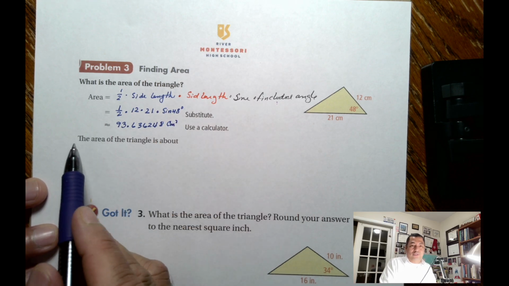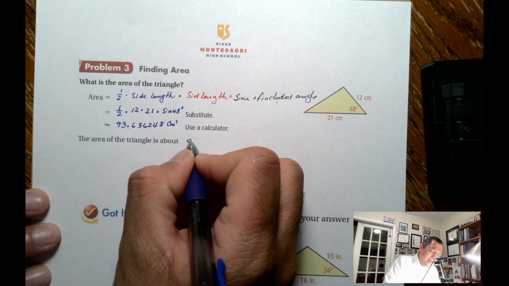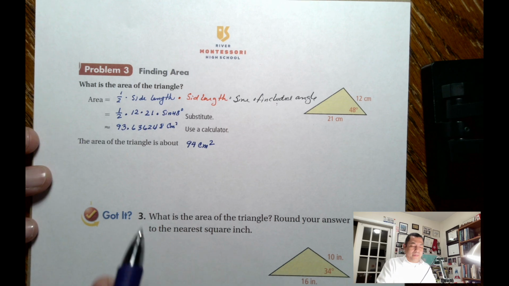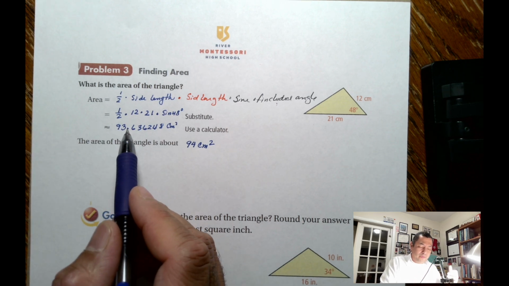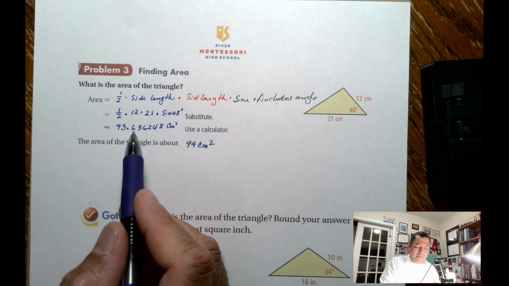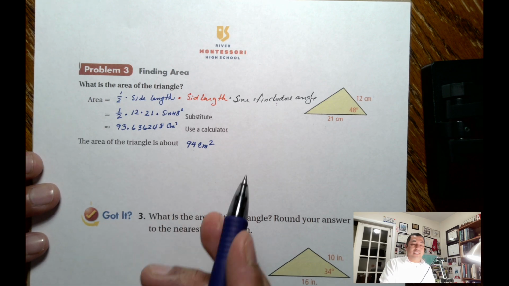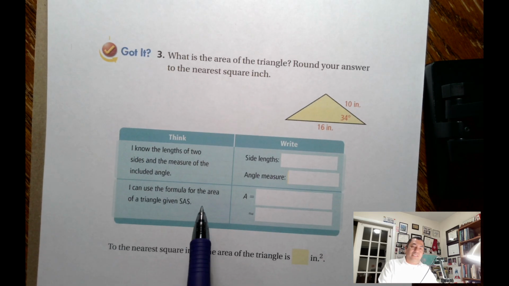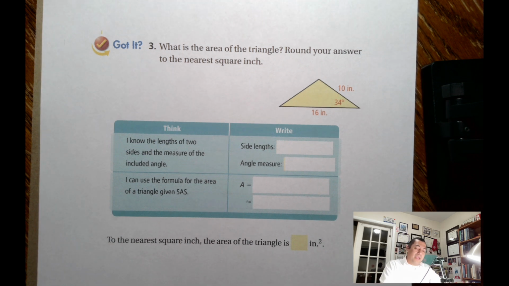So let's give the answer. The area of this triangle is about 94 centimeters squared. Okay, because remember, for the area in this section, we mentioned to round up if the decimal is 0.5 or up. So 93 becomes 94 centimeters squared. So let's go to Got It number 3 in this case. You can just pause the video and give it a try. So let's give it a try.